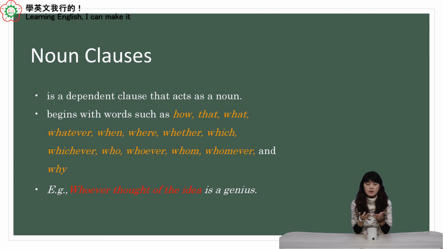So the example sentence I give you here is: whoever thought of the idea is a genius. This is actually a simple sentence. However, in this simple sentence, the writer uses a noun clause: whoever thought of the idea. This is the noun clause used as a subject in a simple sentence.